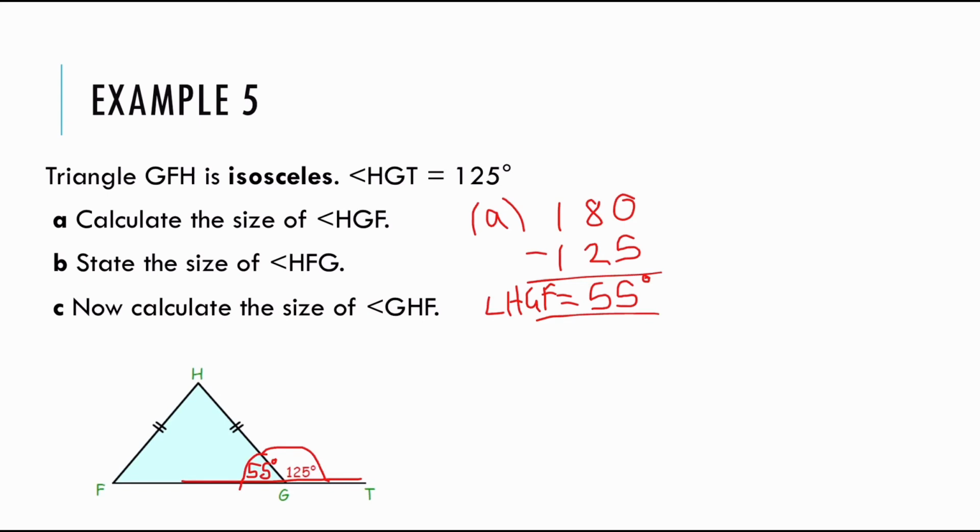Part B asks us to state the size of the angle HFG, which is this one over here. Now I can see that this is an isosceles triangle, so I know that HGF is equal to HFG. So I know that angle HFG is also 55 degrees.